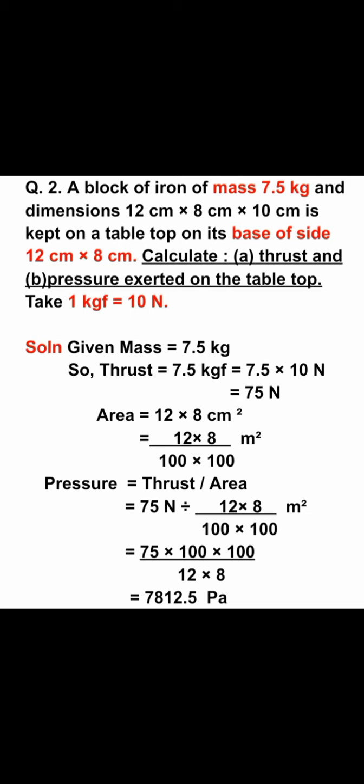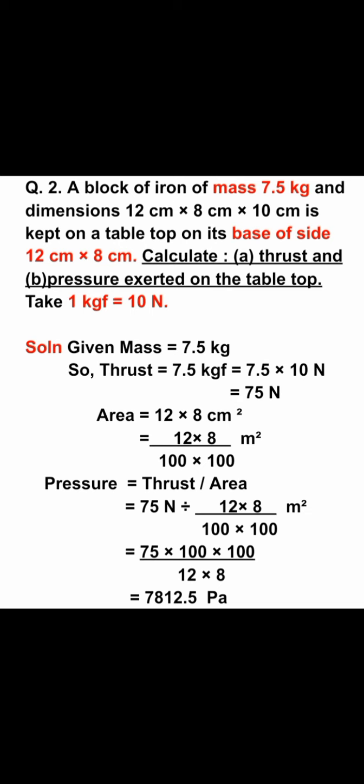The question is given here: a block of iron of mass 7.5 kg and dimensions 12 cm into 8 cm into 10 cm is kept on a table top on its base of side 12 cm into 8 cm. Calculate thrust and pressure exerted on the tabletop. We have to take 1 kgf as 10 Newton.